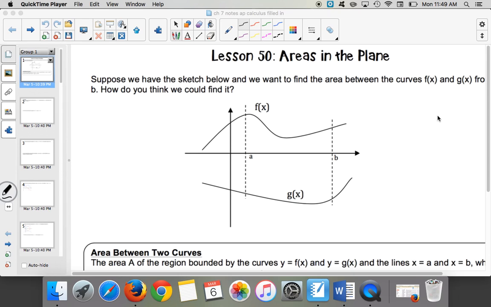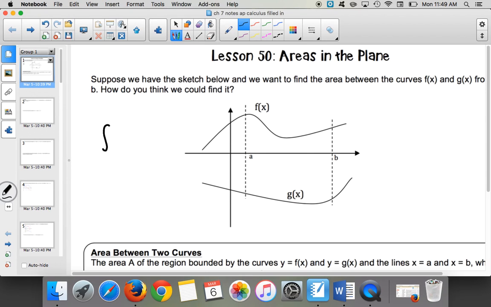How do you think you would find it? How would you guys set this up? Ian, what do you think? Would you find the integral of f of x for that section, and the integral of g of x for that section as if it were above the curve, then you add them together?